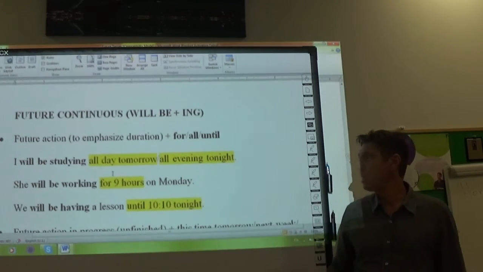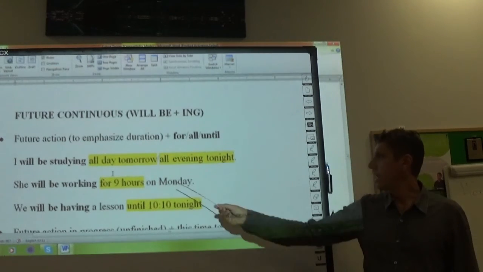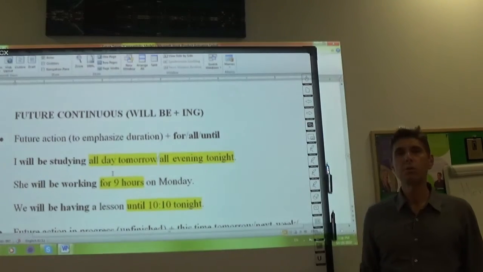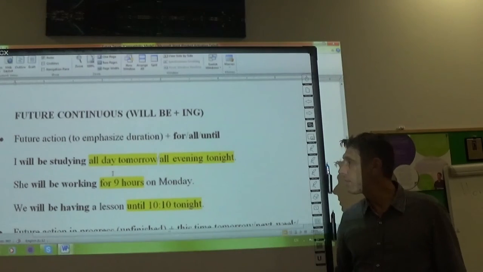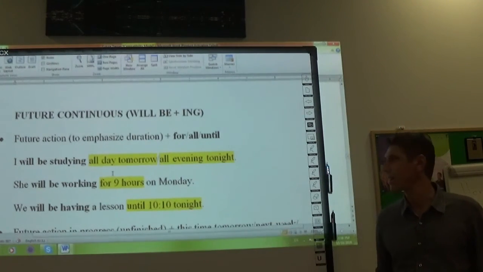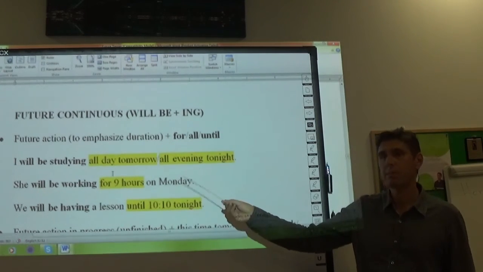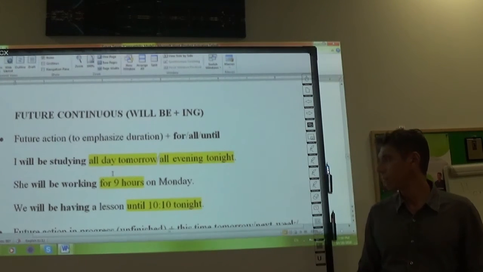Another example would be, she will be working for 9 hours on Monday. Again, we have the time marker for, and in that case we use the future continuous. Or let's say, we will be having a lesson until 10:10 tonight, 10 minutes past 10 tonight. Again, because the lesson will last for a certain amount of time, we use the future continuous.